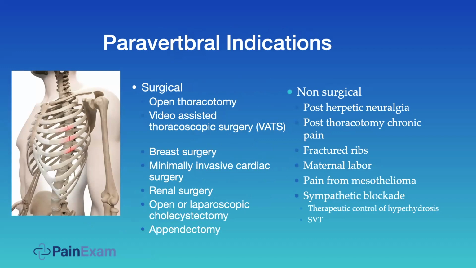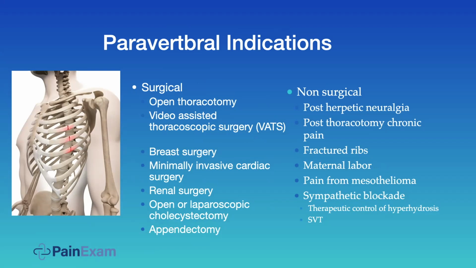In the thoracic level, you can do one shot and it will spread to multiple levels because it's a continuous space, unlike the cervical or lumbar levels. Therefore, instead of doing a shot for the rib fractures at each level, you could do it at one level and get the same results with less of a risk due to multiple injections. It's used for surgical and non-surgical techniques.